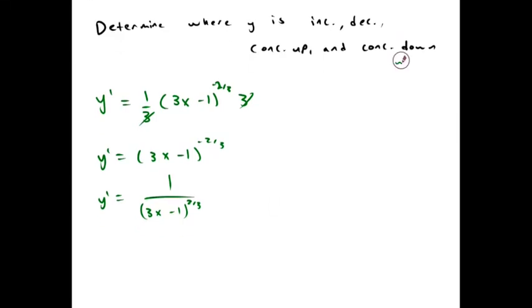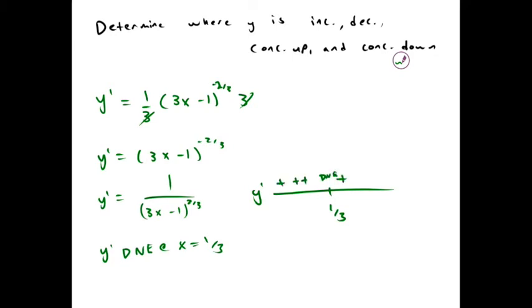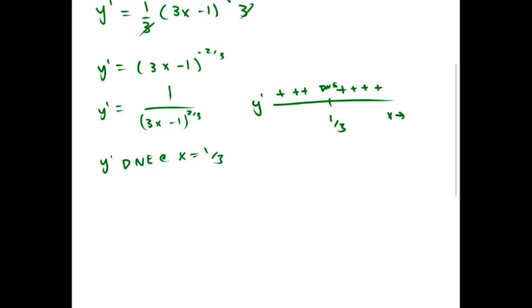So we can see that y prime doesn't exist at x equals 1/3 if we set the denominator equal to 0. But otherwise, y prime is always going to be positive. So it doesn't exist at 1/3, but otherwise it's always positive. And this is a sign graph to show you what sign, positive or negative, the derivative takes as x increases. So always positive except at 1/3.